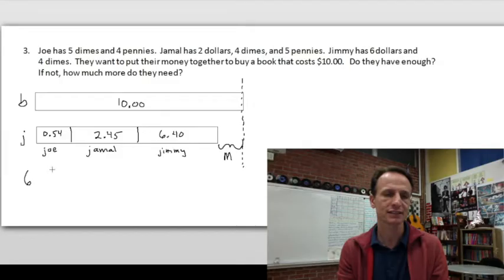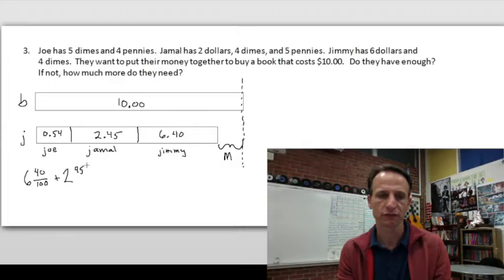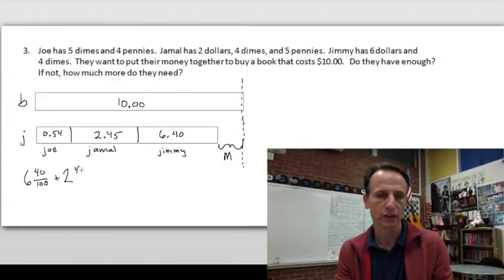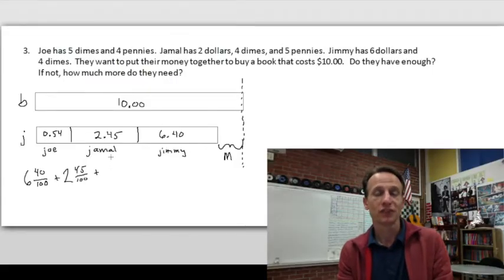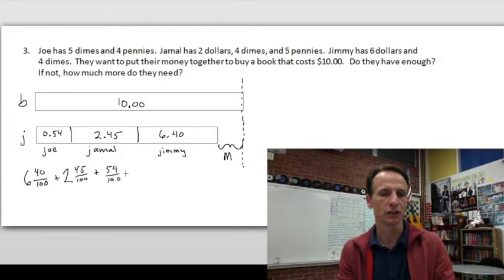So 6 and 40 hundredths, right, is what we have for Jimmy. 6 and 40 hundredths. Good job. Jimmy's got a job. Jamal with 2 and 45. Oh my goodness, those 4s again will be the death of me. 45, not that that's much better, but at least it's open. 45 hundredths. And then Joe with his... Very good job, Joe, with his 54 hundredths. Be nice to Joe. He's fallen on hard times.